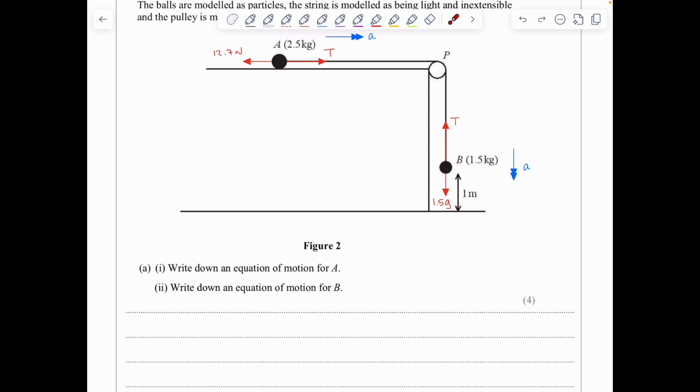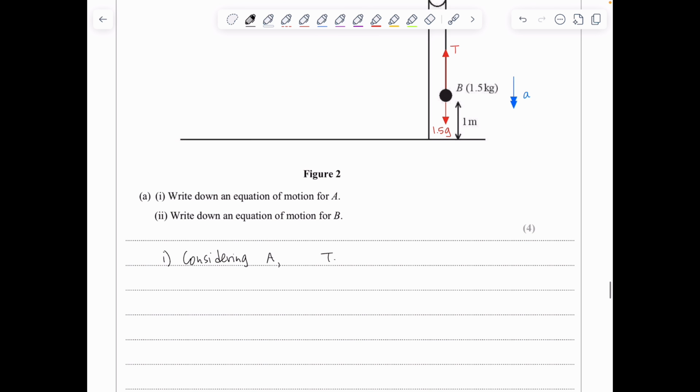So if we start by considering A, we've got forces acting to the right minus forces acting to the left is mass times acceleration. So we're looking at T minus 12.7 is equal to the mass of 2.5 times a. And if we consider B, we've got forces acting downwards minus forces acting upwards is mass times acceleration, which means we've got 1.5 g minus T is equal to 1.5 a.